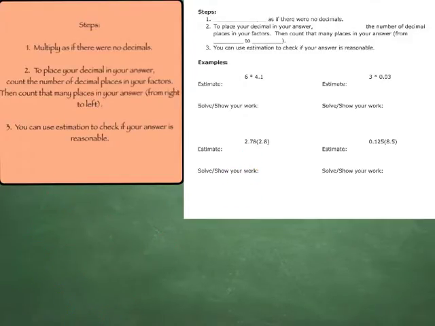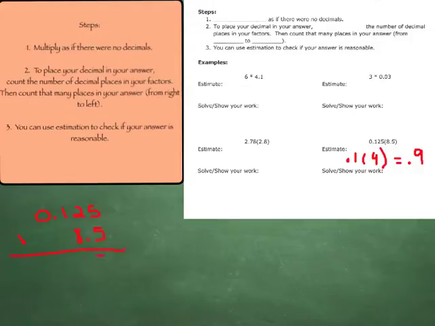Now let's take a look at our last example. Let's estimate 0.125 is about 0.1. 8.5 is about 9. 0.1 times 9 is equal to 0.9. Now let's multiply like we normally would. 0.125 times 8.5.